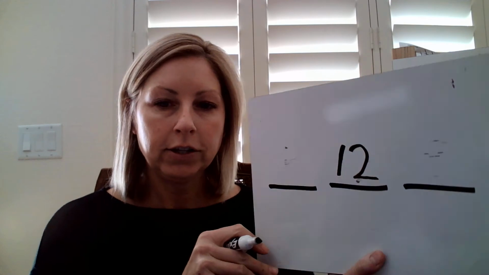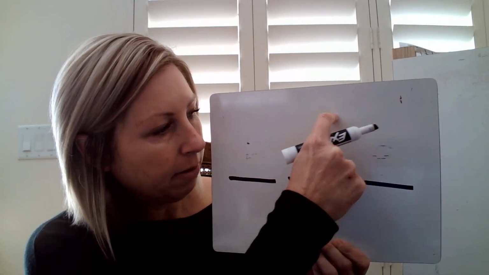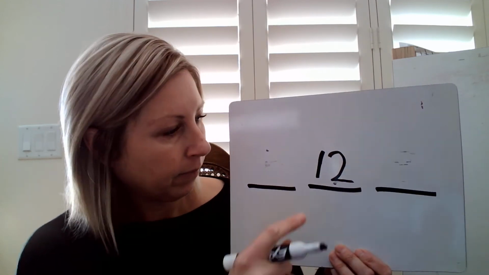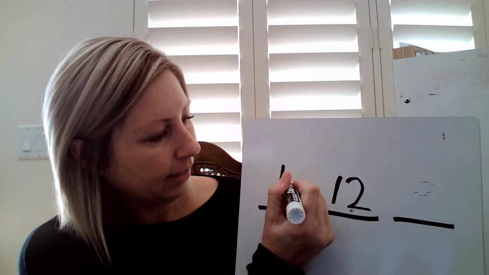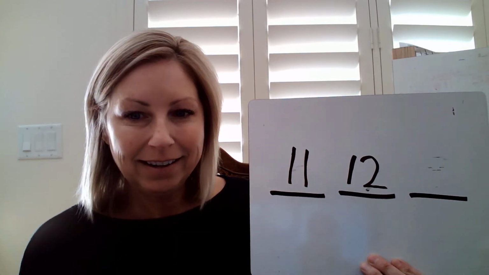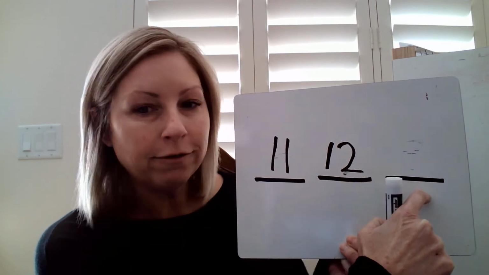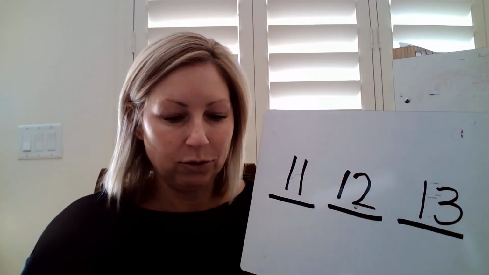Okay, your middle number now is going to be the number 12. Your middle number is 12. So we need to find the number that comes before 12 and the number that comes after 12. All right, so if I go backwards 1, right before 12 is 11. Okay, what's going to be my number here? 11, 12, 13. Good. All right, we're going to do one more of those. Middle number again.